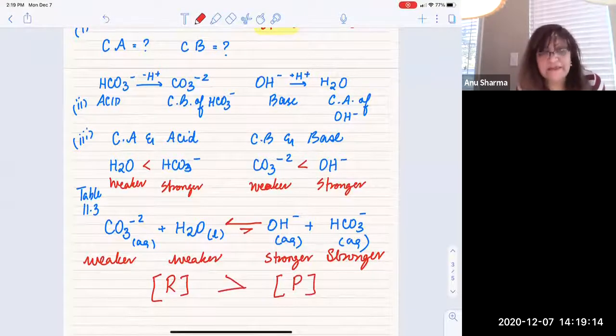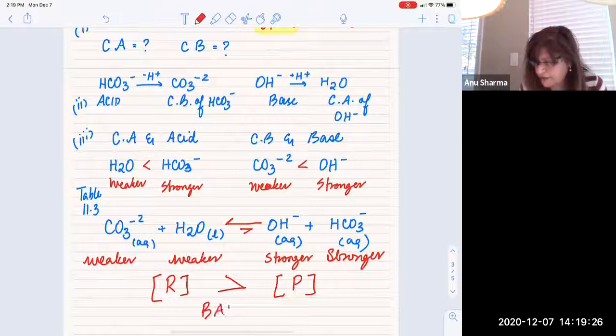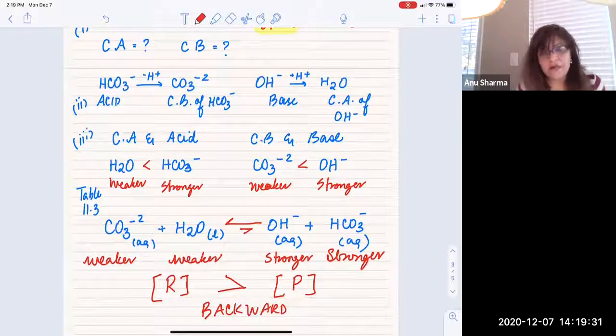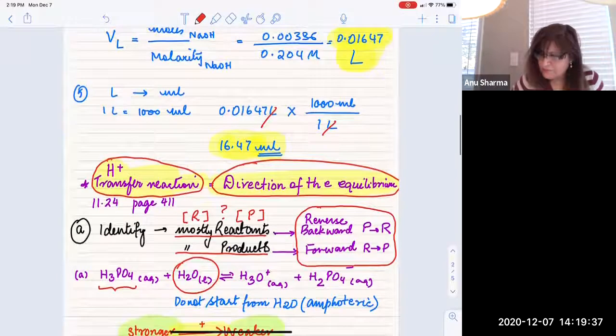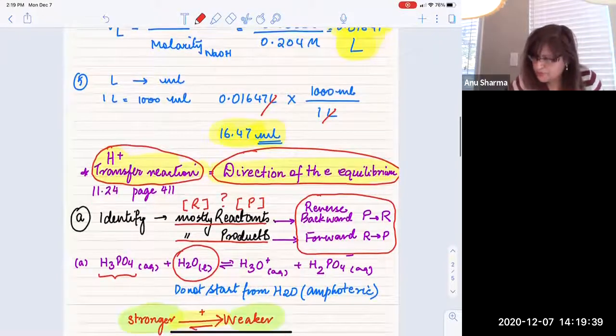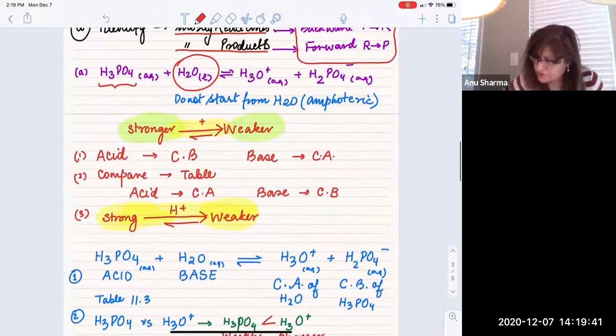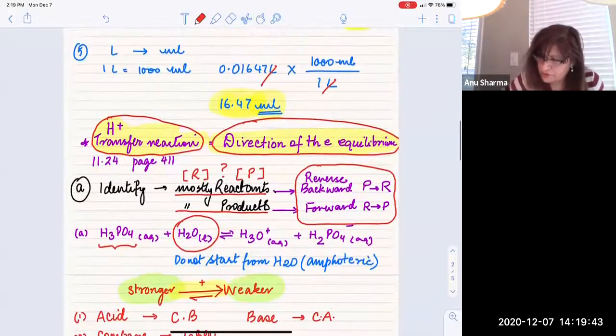So the question is asking which one has more concentration, reactants or products? But you have to go through all this process to identify that. Another question can be asked: is the reaction moving forward or backward? The reaction is moving backward. I'm letting you know upfront that this is important and is going to be on the test. Proton transfer.